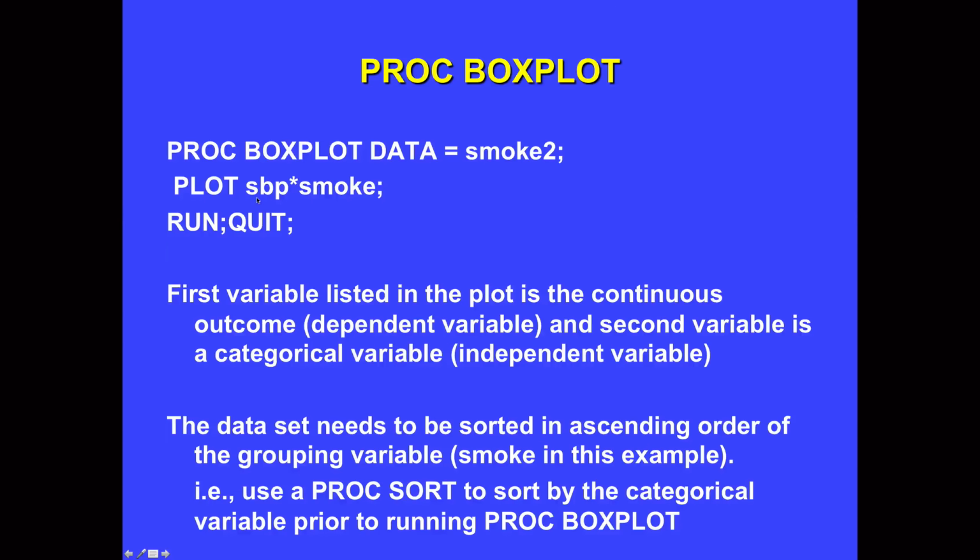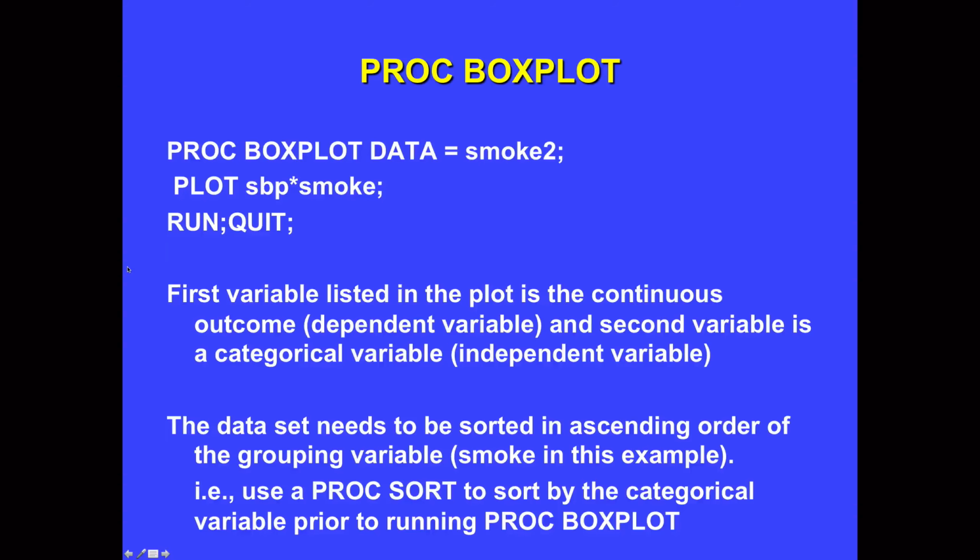Within the plot statement, you simply cross-tabulate the dependent variable with the explanatory variable. So the dependent variable should come first, followed by an asterisk, followed by the explanatory variable, and a semicolon, and that's all you would need to run a basic box plot.